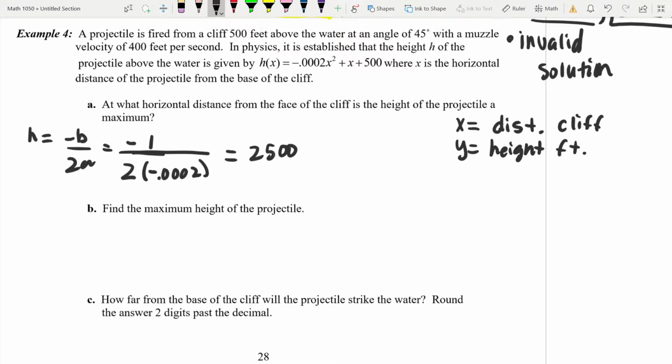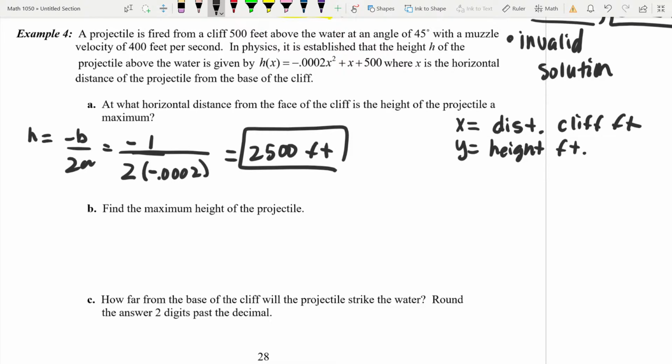What does that stand for? The x-coordinate of the vertex. What's that? Distance from cliff. Read the question, distance from cliff. So I'm going to say feet, and I'm good. Question B, what is the maximum height?